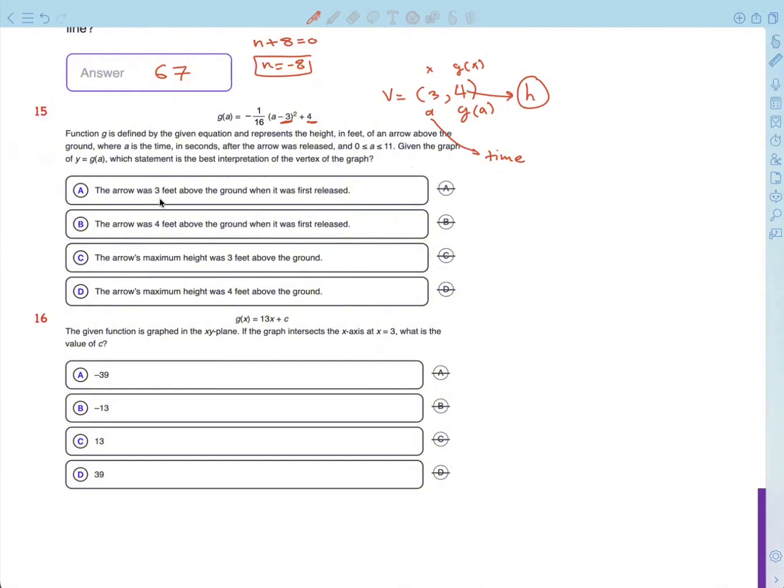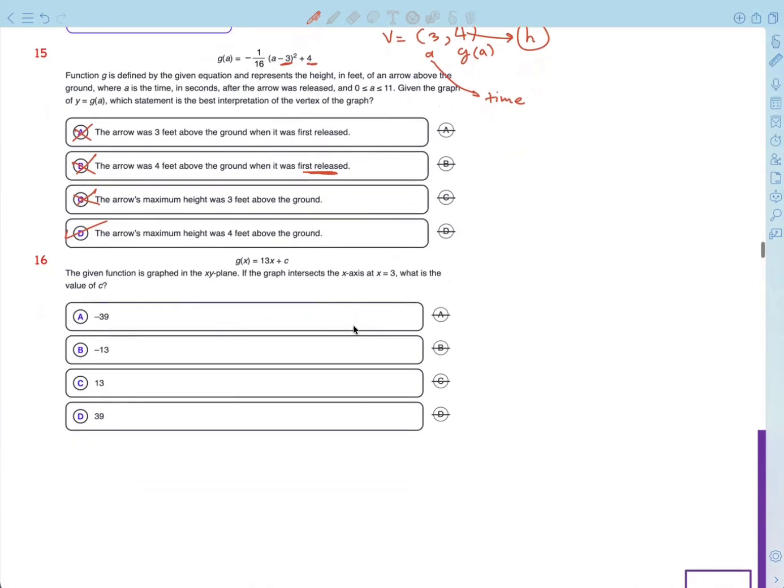The arrow is 3 feet. No, the arrow is 4 feet, and the time is 3. The arrow was 4 feet above the ground when it was first released. No, it's the maximum, not the first release, so it's not correct. The arrow's maximum height is 3. No, the maximum height is 4. The arrow's maximum height was 4 feet above the ground. Yes, that's correct. When the time is 3, the maximum height is 4.